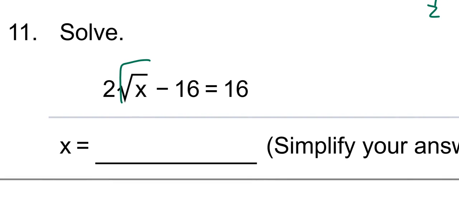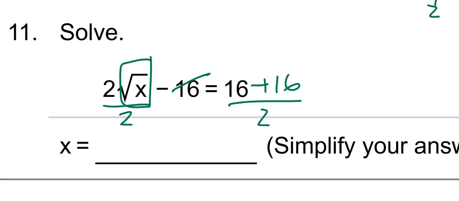Is the radical by itself? Nope, there's 2 things you have to do to get the radical by itself. What are they? Well, that's the second thing. The first thing would be to add 16. The second thing would be divide by 2. So radical, yeah, we do get 16 again. Good.